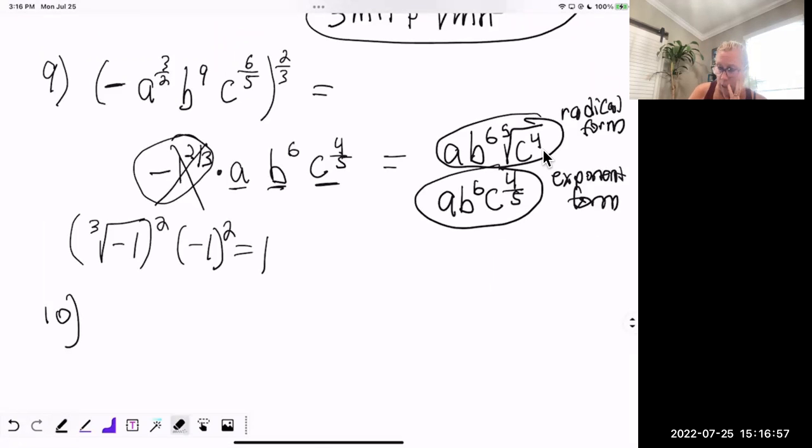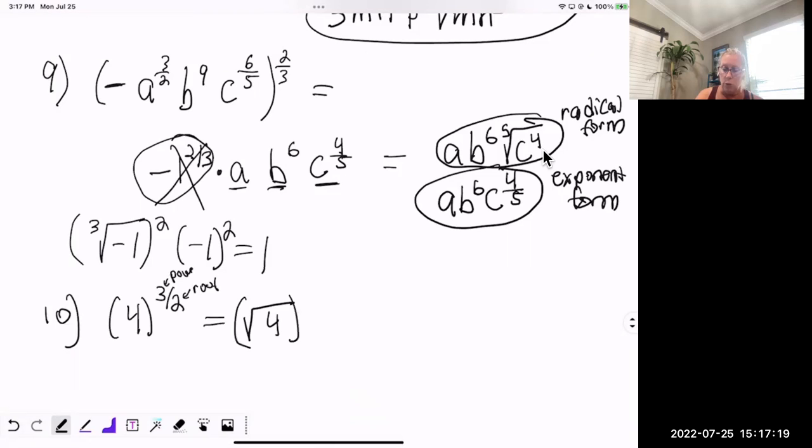All right, 10. Let's look at 4 to the 3 halves power. So I want you to think of it this way. It's the square root of 4. That's the 2. That's the root, right? This is the power, all to the 3rd. It's much easier to figure this out. Square root of 4 is 2, and 2 to the 3rd is 8.